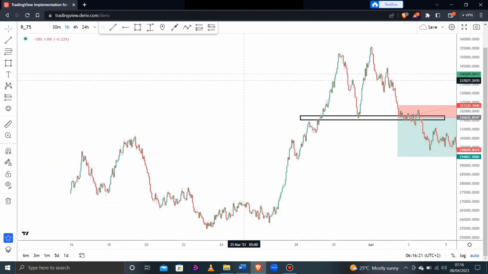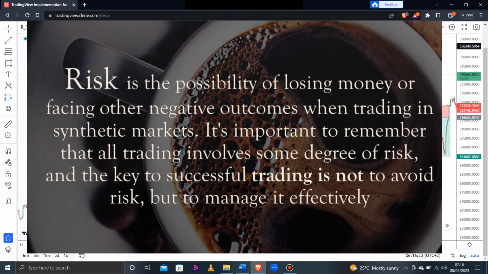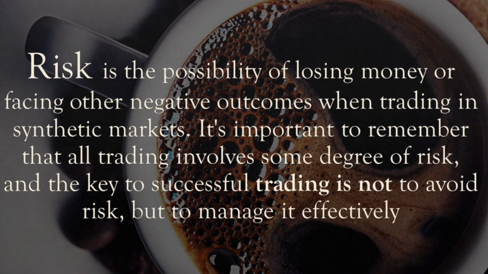My definition of risk is the possibility of losing money or facing other negative outcomes when trading in the synthetic markets. It's important to remember that all trading involves some degree of risk, and the key to successful trading is not to avoid risk, but to manage it effectively.